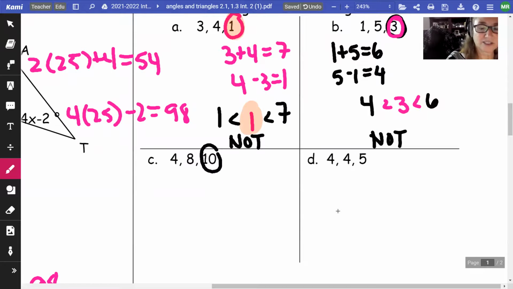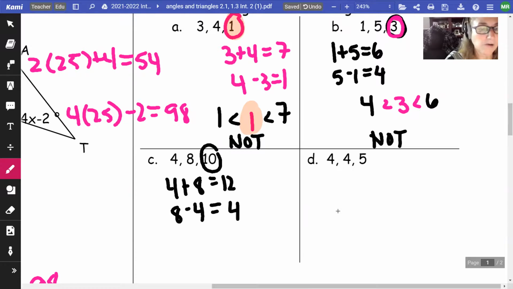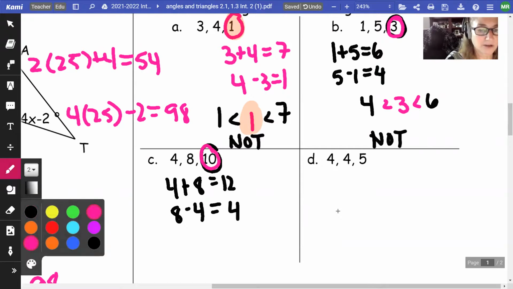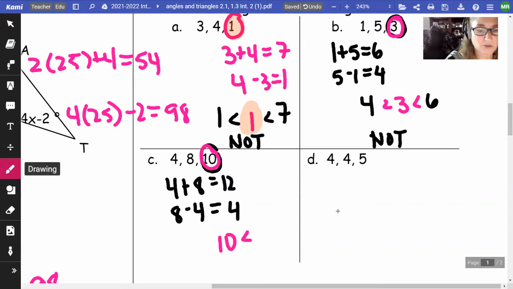Okay, so let's say I'm using the 10 as a side. I want to figure out if it works. So I'm going to take 4 plus 8, which is 12. I'm going to take 8 minus 4. So I'm adding them and subtracting them, and I get a 4. And so this 10 here has to be in between 4 and 12. So this one is good. This is a yes. It would form a triangle.